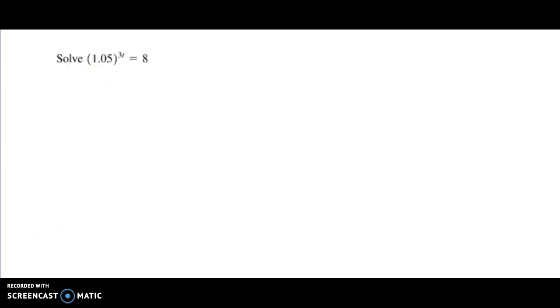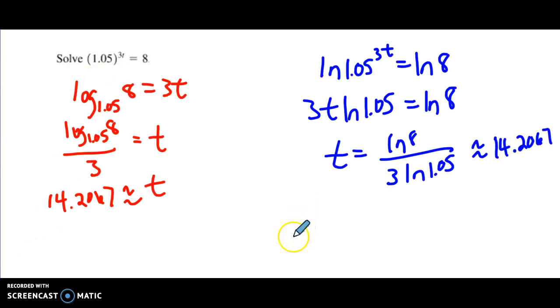All right, let's try this one on our own. Okay, because the time was running out, I did this for you quickly. These are the two ways, and they both give you 14.2067. Either way you do it, whether you rewrite it as a log or if you take the log of both sides or the natural log of both sides. Okay, either way.